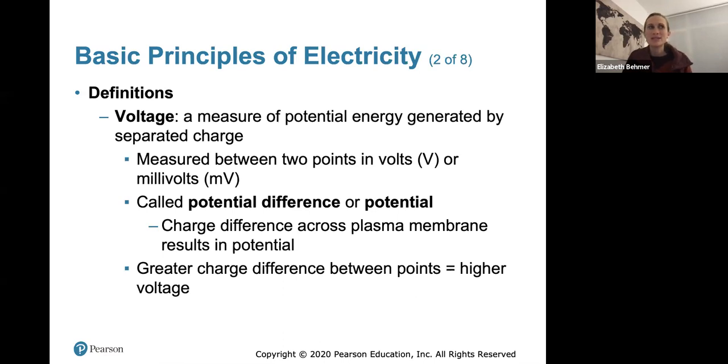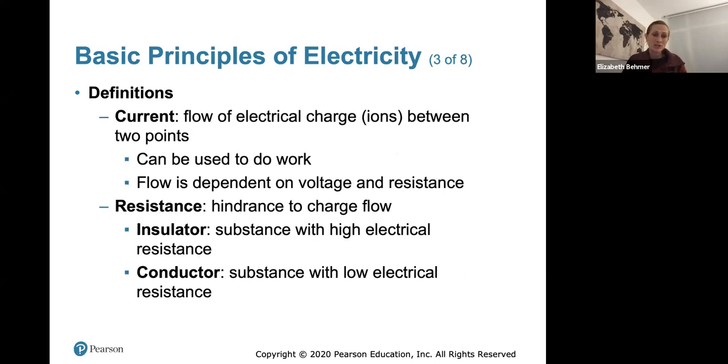So we use this idea of voltage, which is a measure of potential energy generated by a separate charge. And in neurons, we measure the voltage between two points in millivolts. And this is called the potential difference or the potential. And this is just the charge difference across the plasma membrane. And the greater the charge difference between the points means there's a higher voltage.